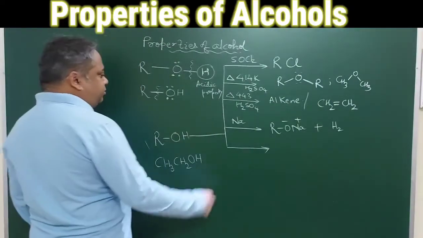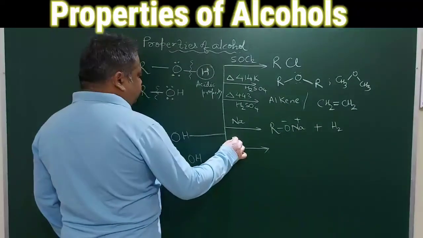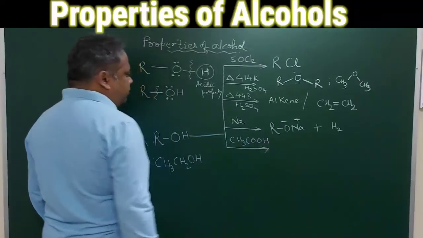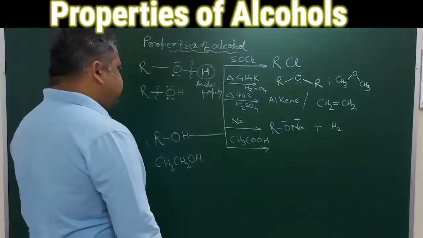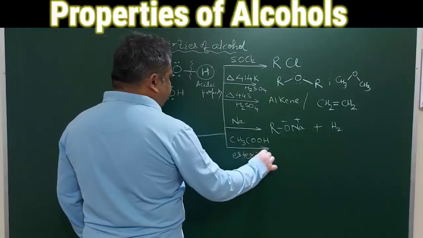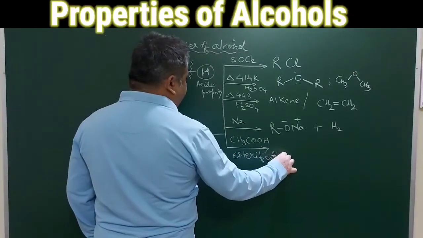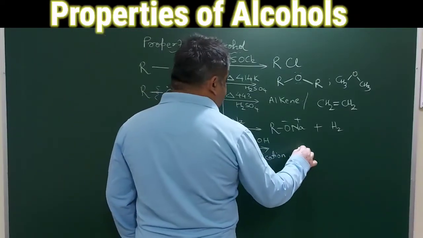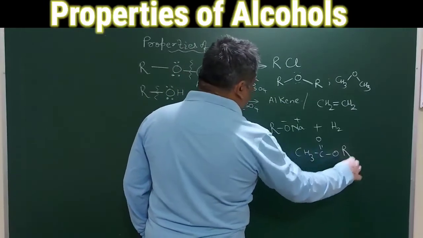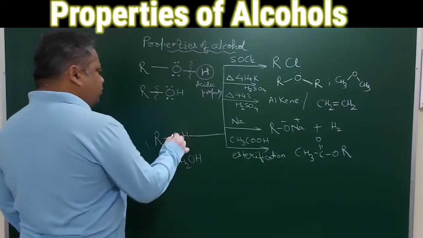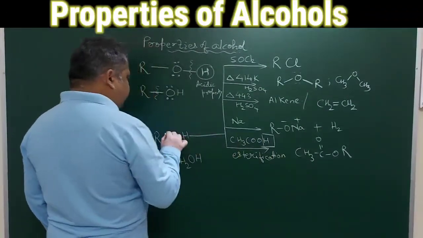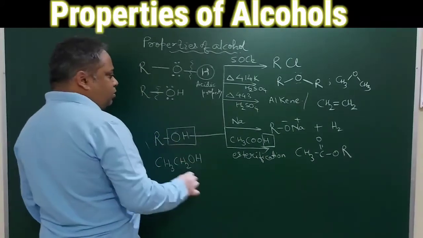If you treat this with carboxylic acid like CH3COOH, then it will form ester. It will undergo esterification. This you had seen in class 10 also. So this will form CH3COOR. So here this hydrogen, because it is more acidic, and this OH comes out and forms water.